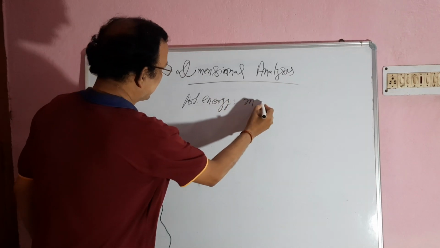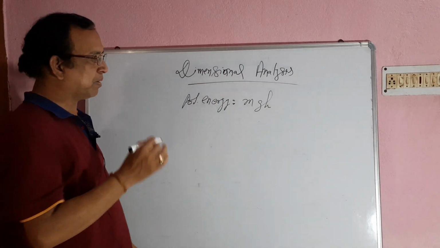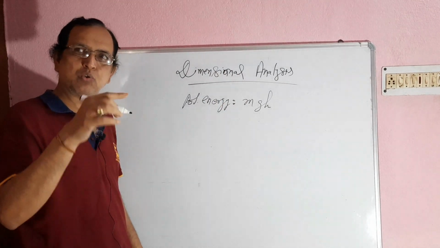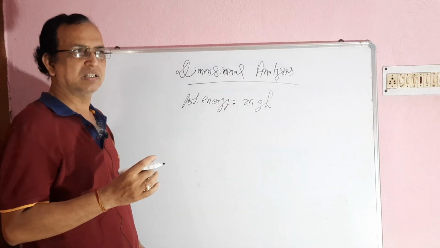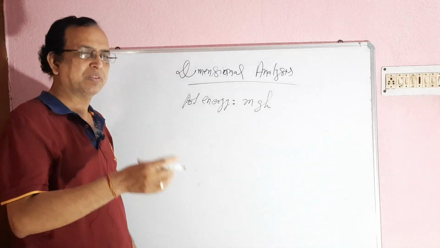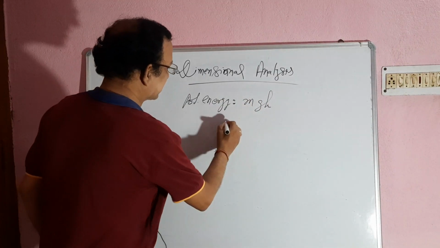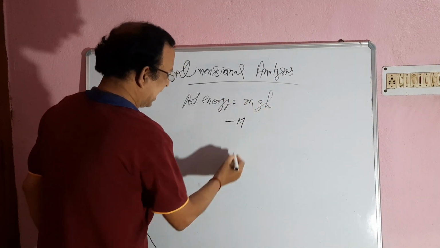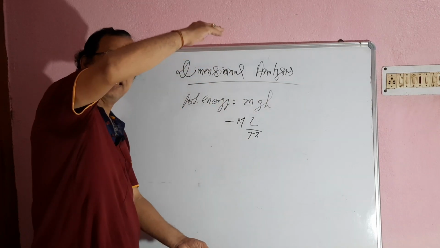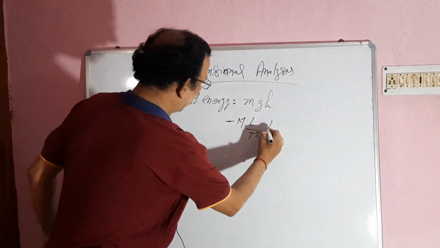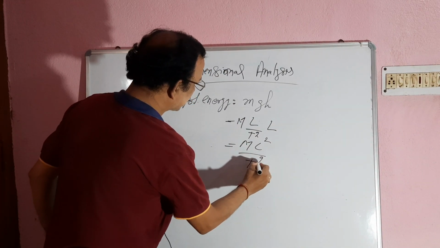That is mgh. M for mass, g acceleration due to gravity, h height. Acceleration due to gravity, that is gravitational force, that is also acceleration. M for mass, acceleration is L by t square, h is height, that is also length, that is L. So m L square by t square.